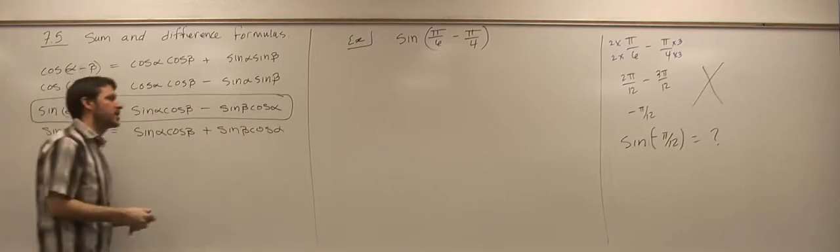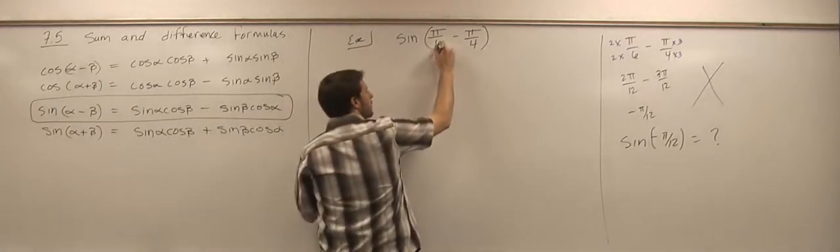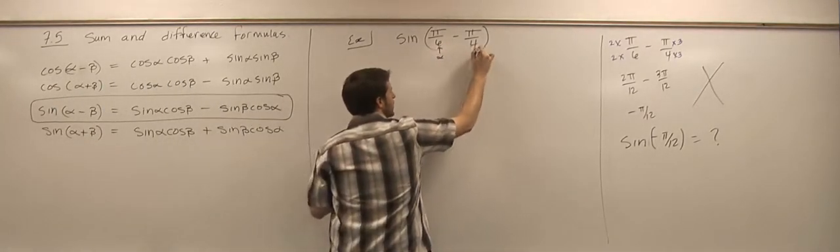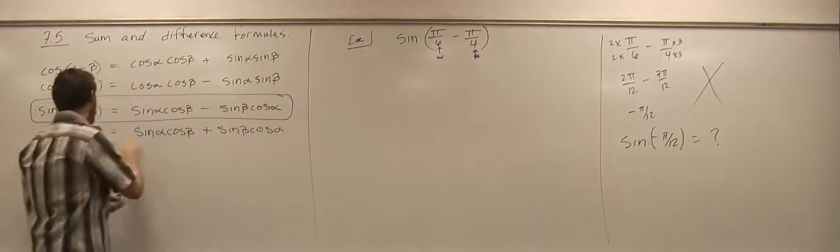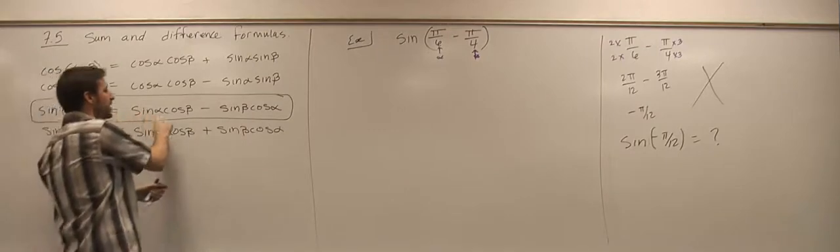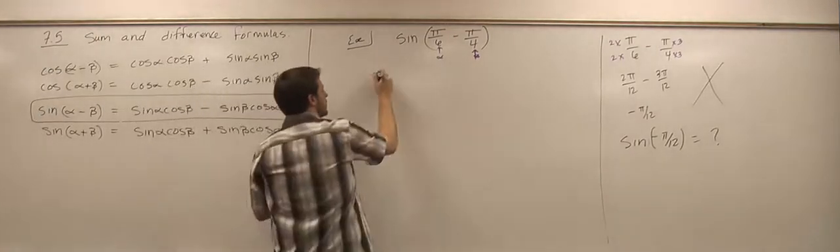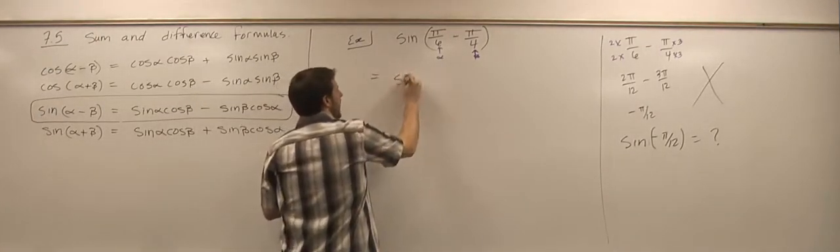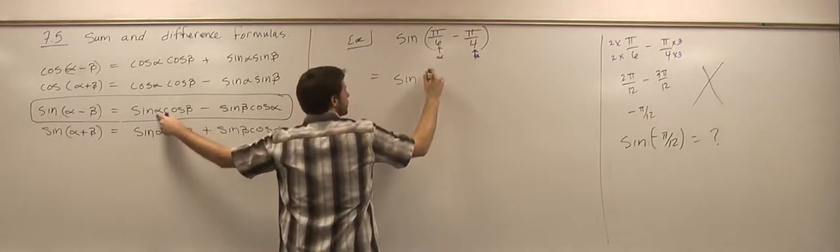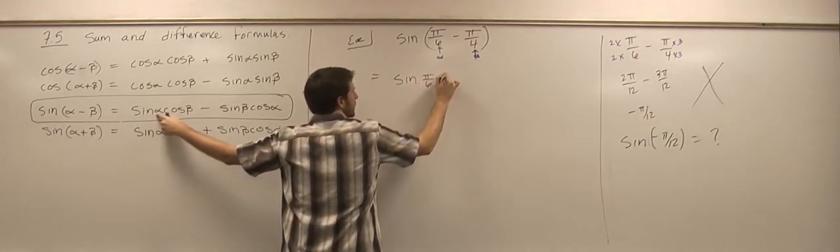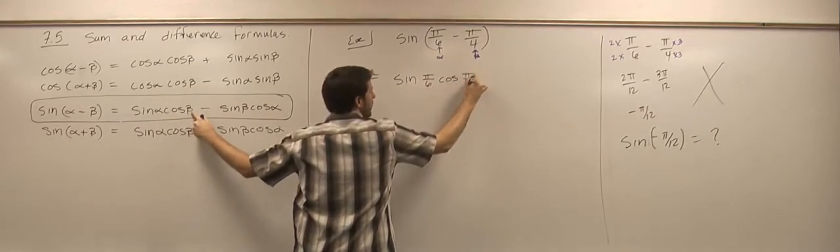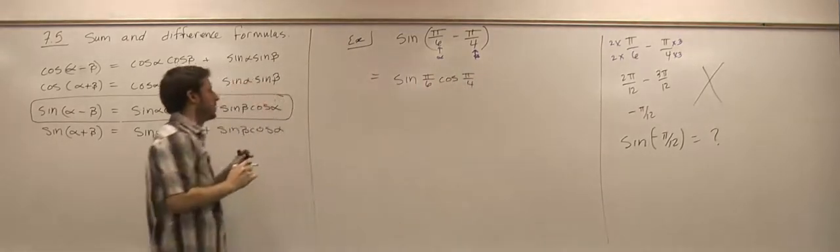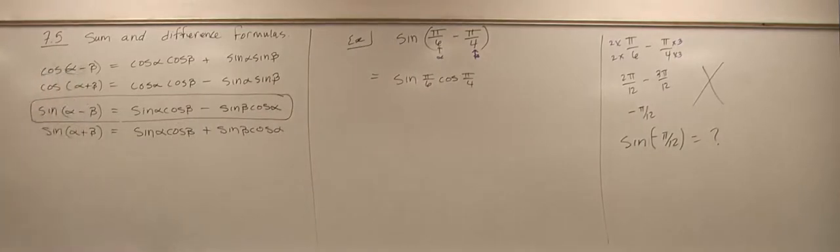So the way the formula works is you mark your first angle as alpha, and your second angle is beta. Then you know sine of alpha minus beta is going to equal sine of alpha, which is pi over 6, cosine of beta, which is pi over 4. Do I include the negative here? Yes.